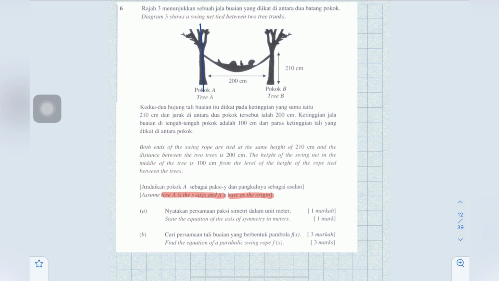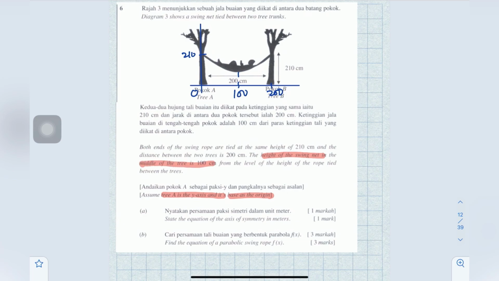So this is the y-axis, and the base is the x-axis. This is the origin. Then they gave 210 cm here, and this one is 200, so half is 100. The sentence says the height of the swing net in the middle of the trees is 100 cm from the level of the height of the rope tied between the trees. So it means here, from this level, the distance is 100. Sorry, not this 100, its distance is 100. So 210 minus 100 is 110.